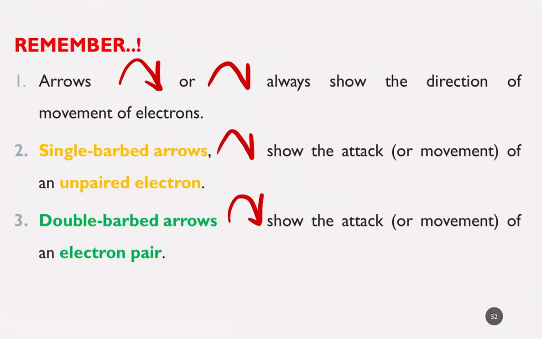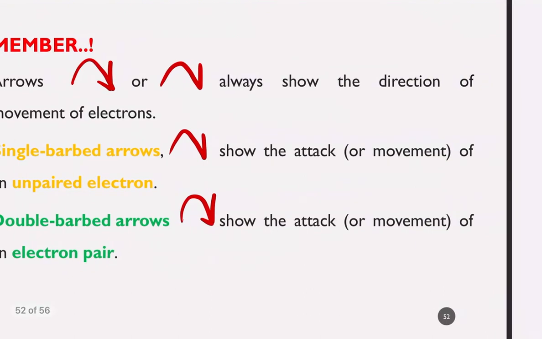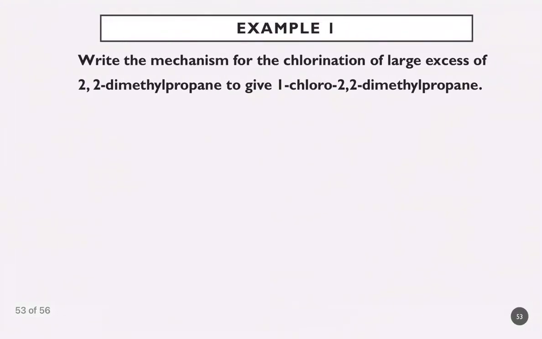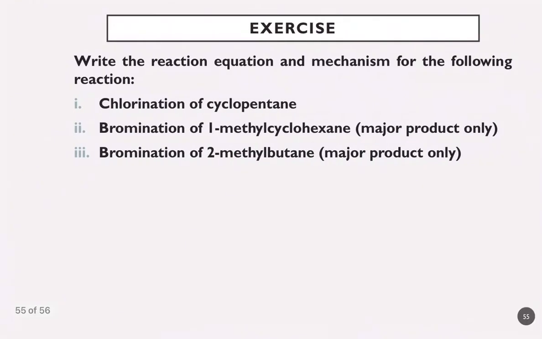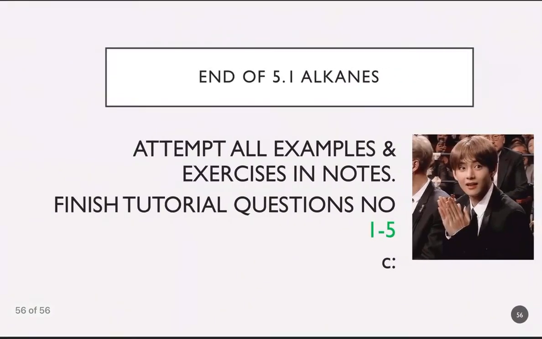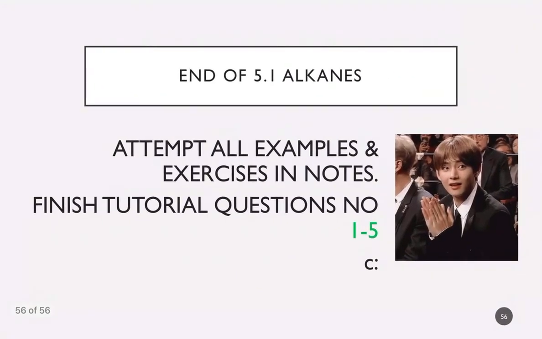So double barbed arrows ni, it shows the attack or movement of an electron pair. That means dua biji elektron. Satu, a pair of electrons. So awak kena biasakan lah bila awak draw reaction mechanisms. Alright, I think that's all for halogenation of alkenes.